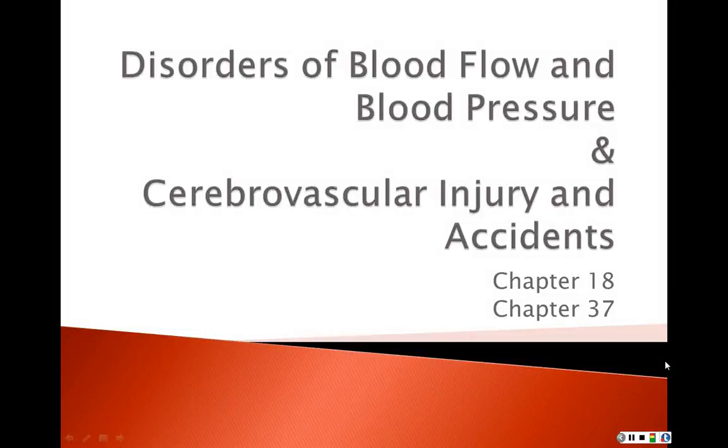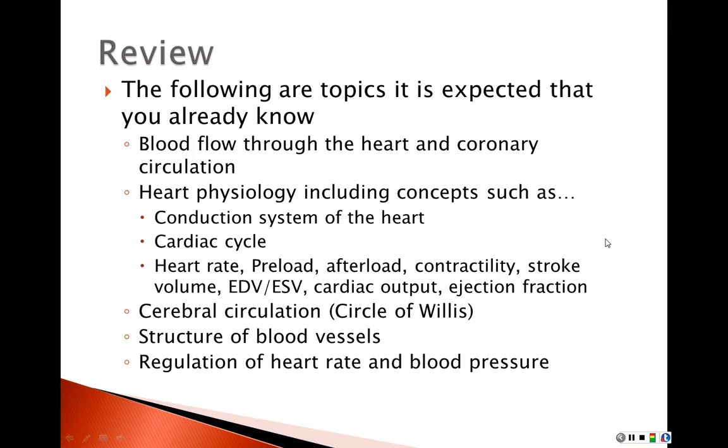This is the first lecture on our cardiovascular unit, so you've gotten through fluids and electrolytes, and we're ready to get into heart and blood vessel diseases. So we start with disorders of blood flow and blood pressure. Couple things just to review.